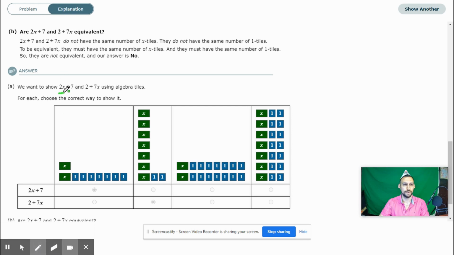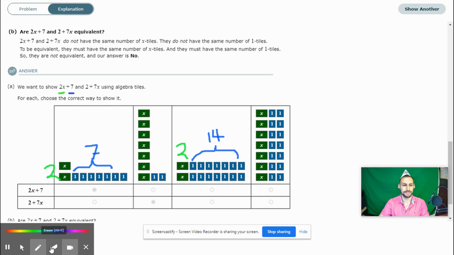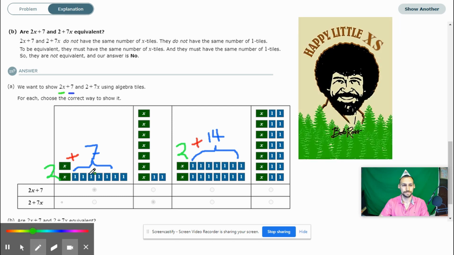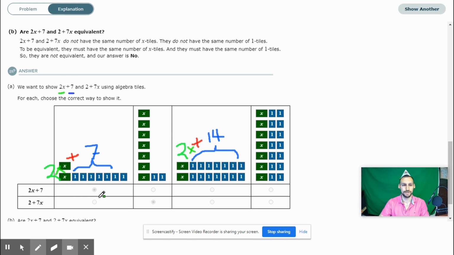So we have 2 x's and 7. So we need to have 2 x's, which we have here, and 2 x's, which we have here, but we need to have 7 ones. So here we have 7. Here we have, well, there's 14 there. So when we add these together, 2x plus 7, 2x plus 14, get my x's in there. Well, only one of these represents 2x plus 7, so this would be our first answer.